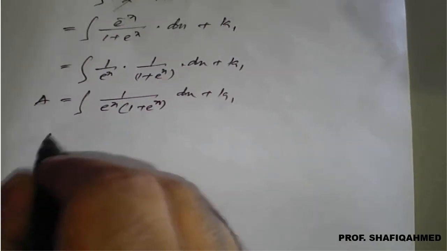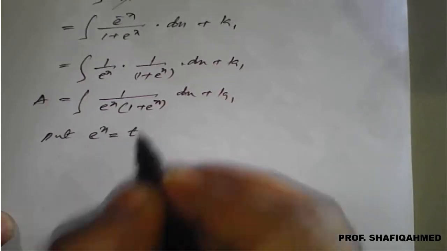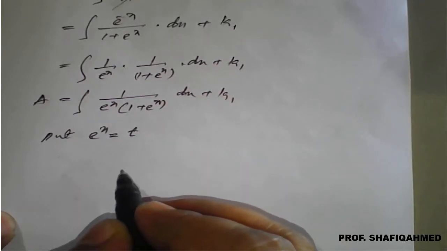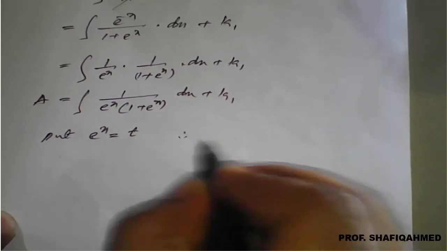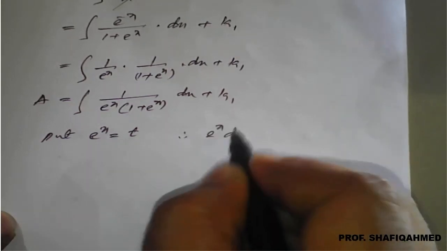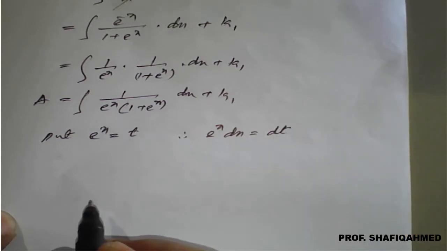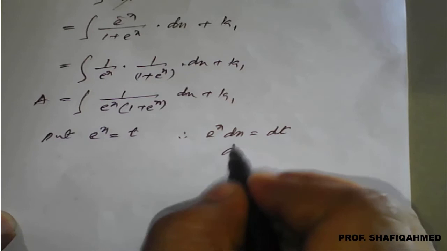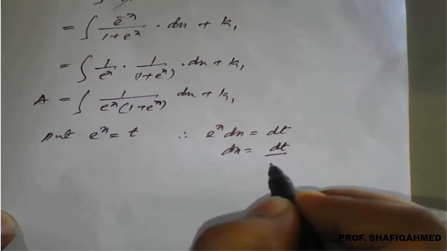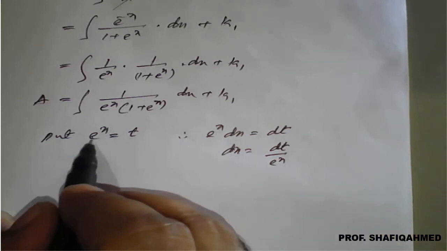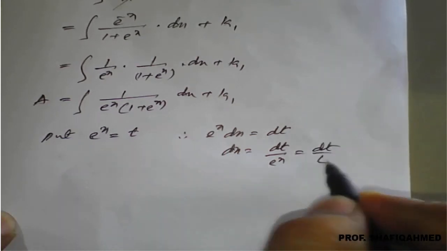Now put e raised to x is equal to t. So what happens? Differentiation on both sides, e raised to x into dx will become dt, or so the value of dx will become dt upon e raised to x, but we have taken e raised to x as t, so it will become dt upon t.